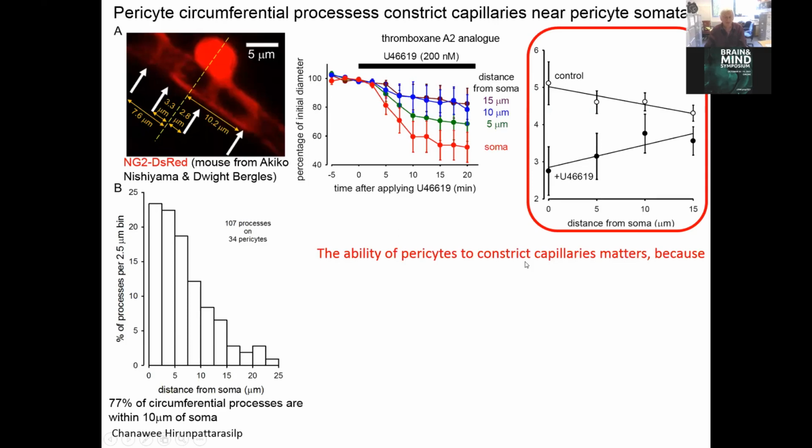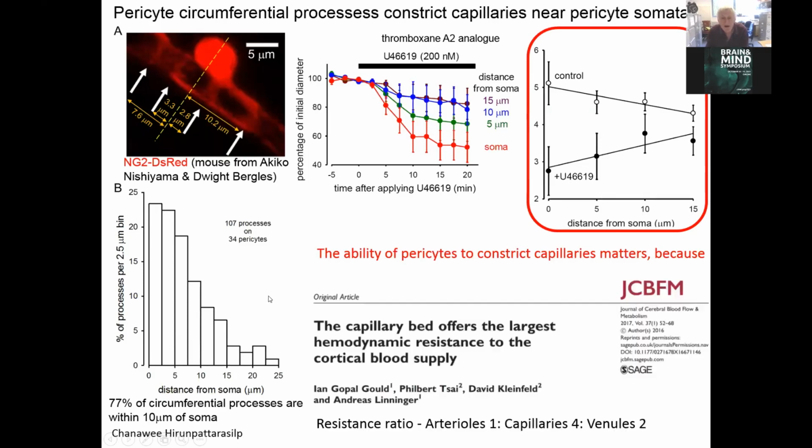Now, the ability of pericytes to constrict capillaries matters because it turns out that in the brain, it's the capillary bed which has got most of the resistance to the blood supply within the brain itself. So 4/7 of the total resistance is in the capillaries. 1/7 is in the arterioles, which also have an adjustable diameter. So 4/5 of the total adjustable resistance is in the capillaries.